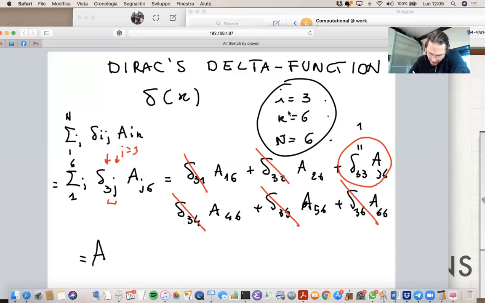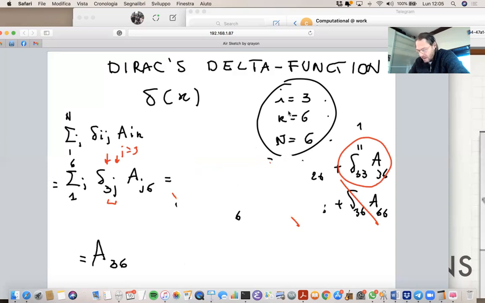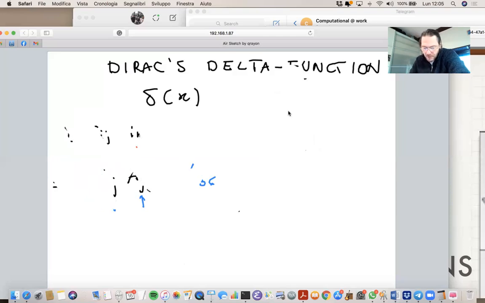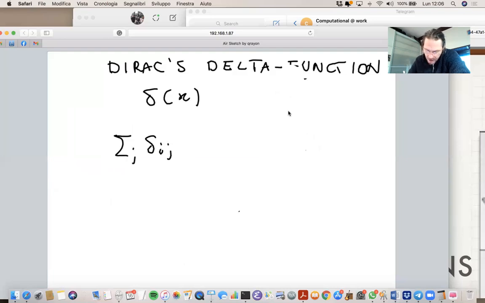So whatever happened here is a 3 6. So I can skip this intermediate step in which I am spelling out all the terms in the sum and say, okay, this sum is redundant. I can take it away. And all I have to do is replace j with the only value that appears in the delta function, in this case 3, and so simply write a 3 6. And if you generalize to arbitrary indices, there's nothing specific about this particular choice of indices, then we go back to the theorem that I was just stating before: the sum over j of delta ij a jk is equal to a ik. Very good.